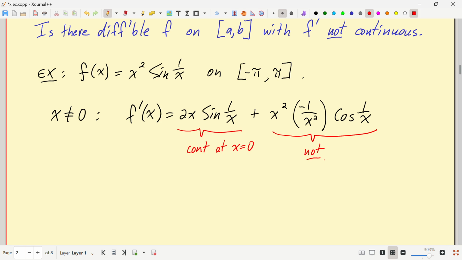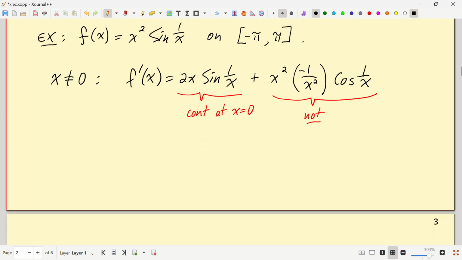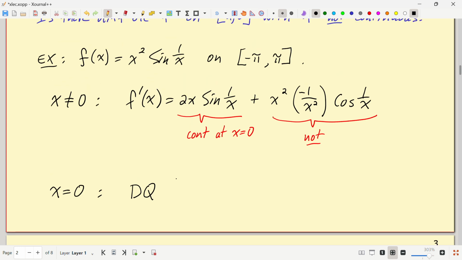Okay, so that's if x is unequal to 0. The x equal to 0 case, I'd have to calculate the difference quotient. Then the difference quotient would be, let's see. I messed up here. Here's what I should have done. This is going to be equal to that, and it's going to be equal to 0 at x equal to 0.